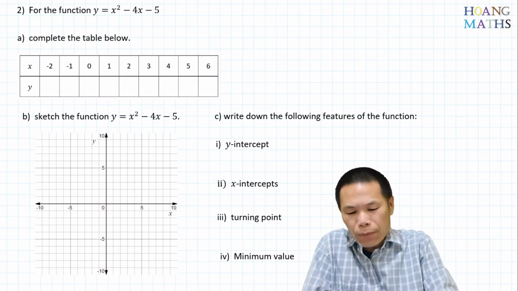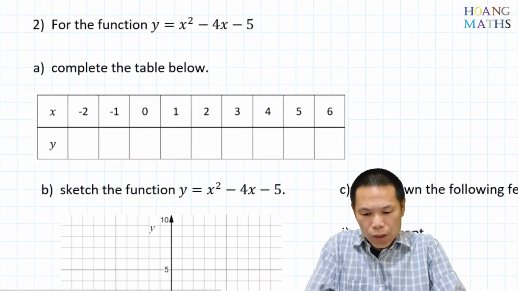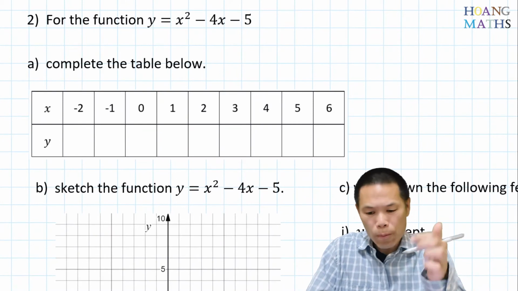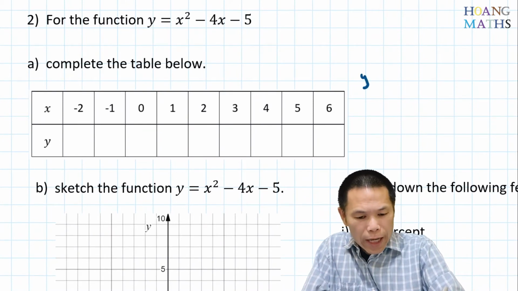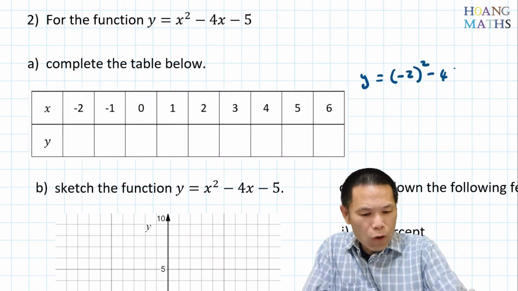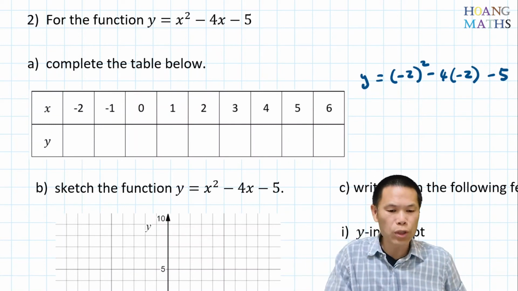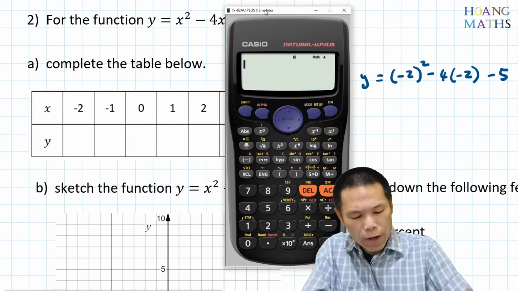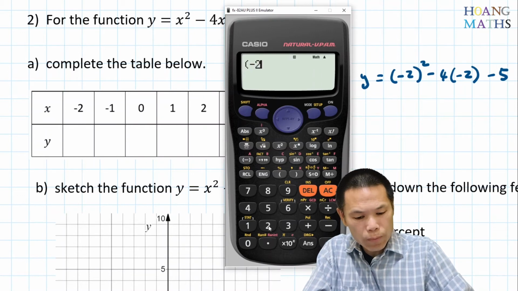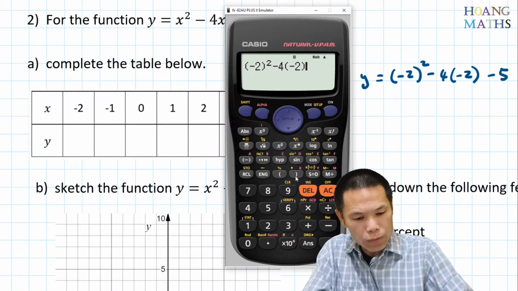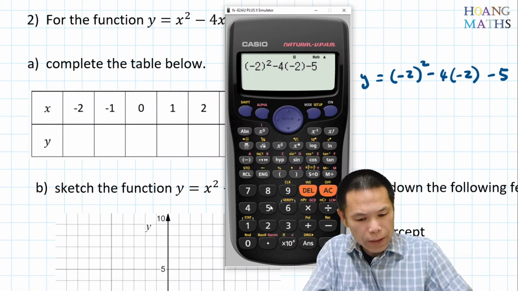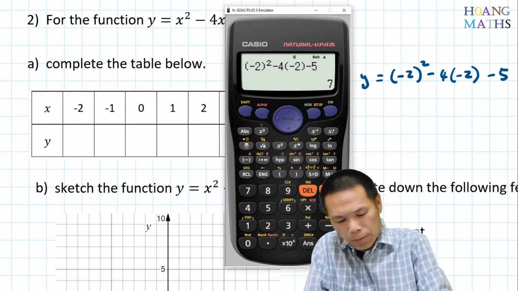So first of all, let's fill up the table first, okay? So when x is equal to negative 2, this means y will give me brackets negative 2 squared minus 4 lots of negative 2 and minus 5, because x is equal to negative 2. So let me just put it on the calculator. So now I just put brackets negative 2 squared and minus 4 brackets negative 2 and minus 5. So the answer is 7. So let me just write this down.